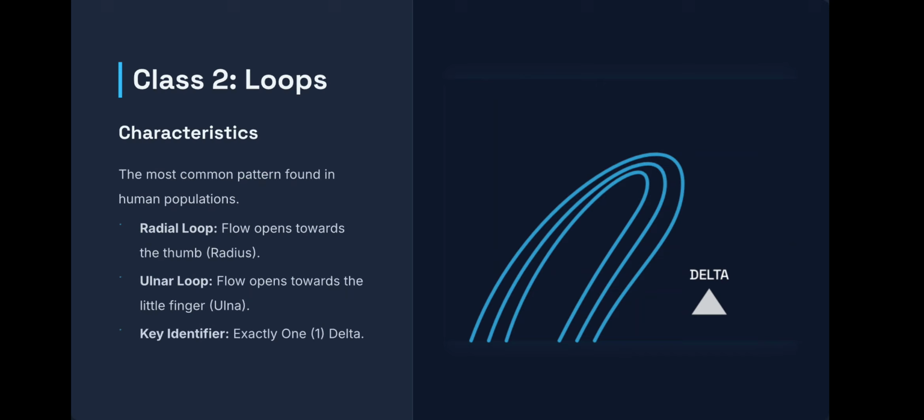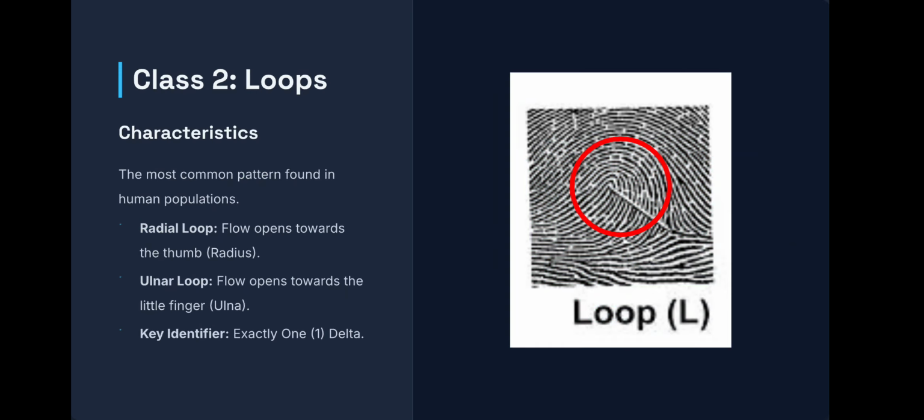And to be a valid loop, there has to be exactly 1 delta. So imagine that triangle on the right-hand side. You can see it marked there on the bottom right-hand of the pattern. And this is what it would look like if you looked at a thumbprint. The loop is in the circle, and if you look towards the bottom right, where that line is, you should be able to see a delta pattern right there.